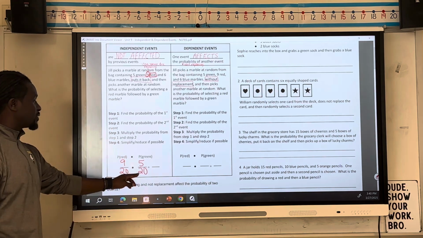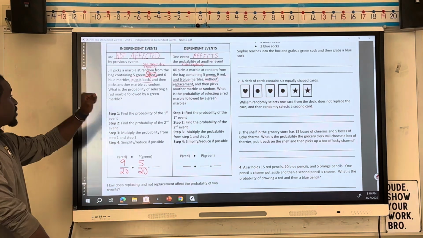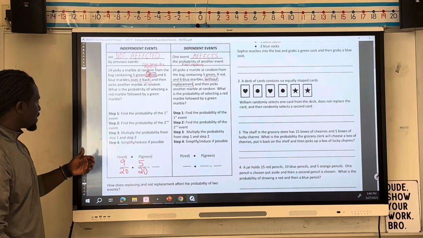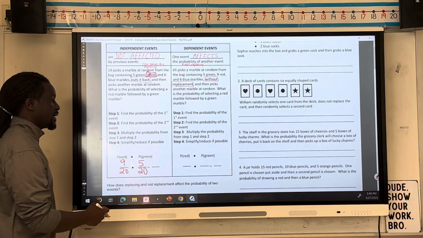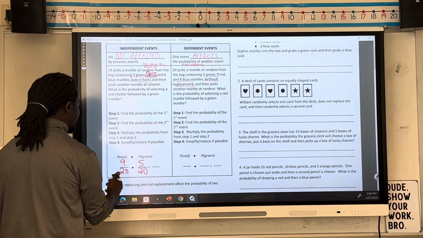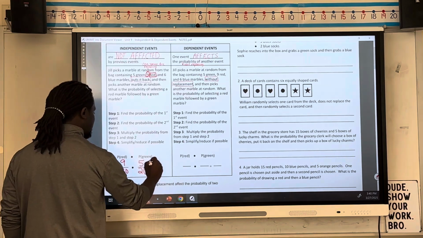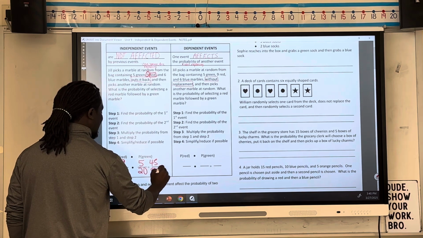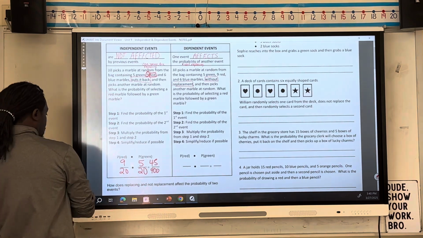And again, my total did not change because when I took a red marble, I put it back, right? And then I just multiply these, right? And so you can use Desmos to just multiply, right? When I get this, I'm going to get 45 over 400, and that can be simplified.